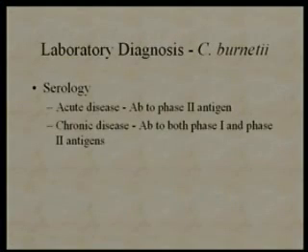So how can you diagnose it? Is by serology. And again, the acute disease, you're going to be looking for antibodies to the phase 2 antigen. In the chronic form of the disease, you're going to be looking for antibodies to both phase 1 and phase 2 antigens.